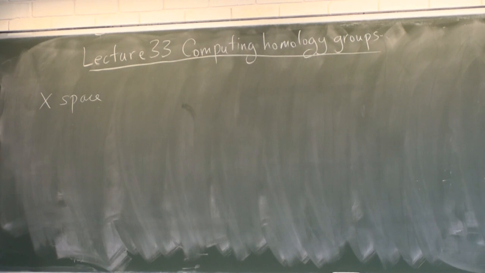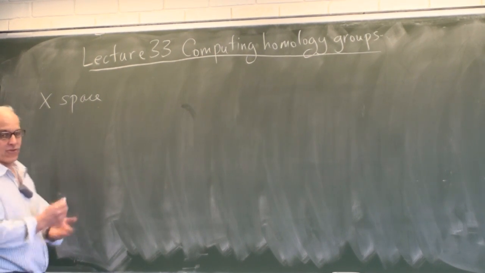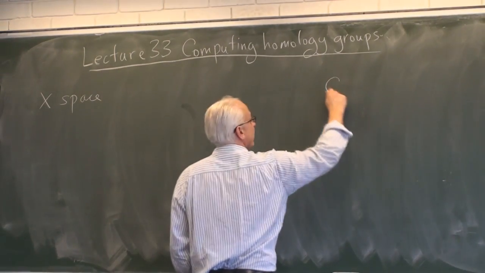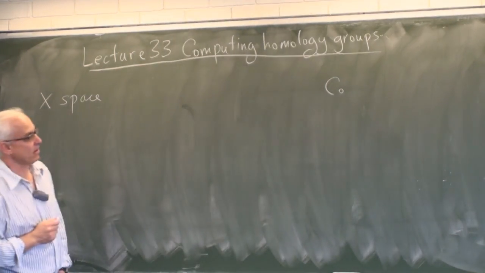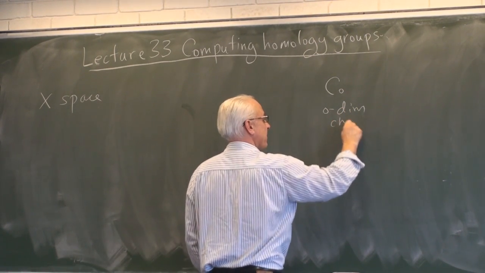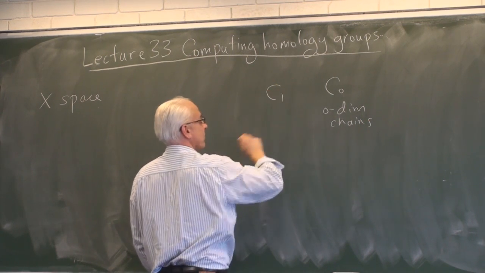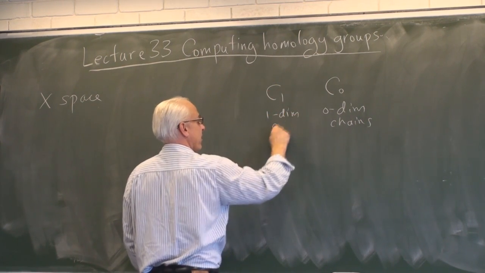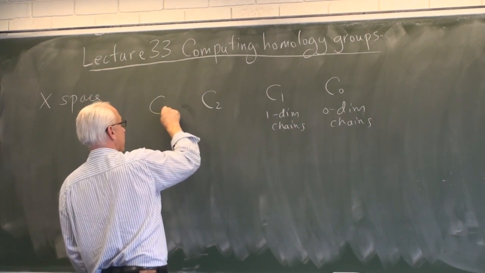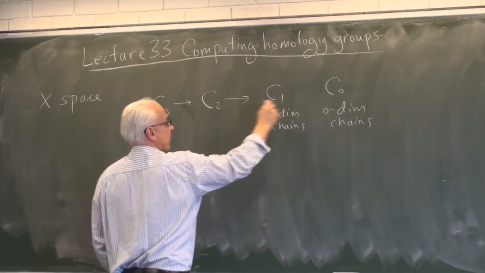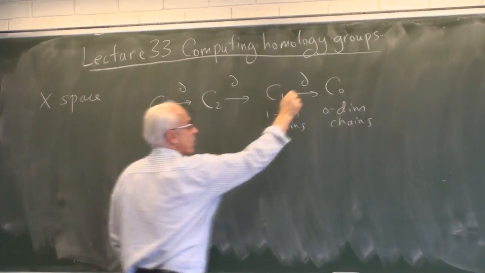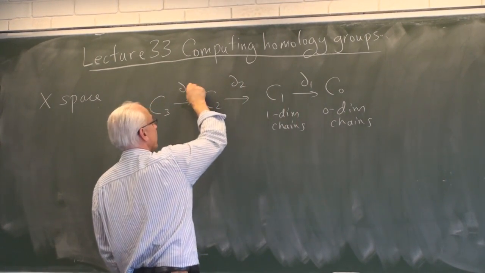So we basically had this sequence of groups, and we call them chains. And I guess the zeroth chain on this side, so this is zero-dimensional chains. And then we had one-dimensional chains, and so on. Maybe three-dimensional chains. And we had maps between them called the boundary maps. And we'll call that one maybe del 1, del 2, del 3.